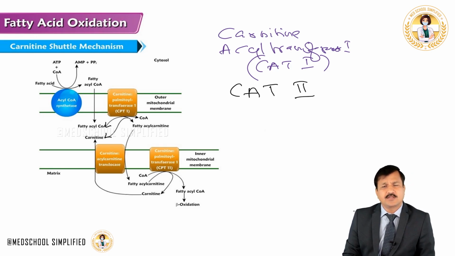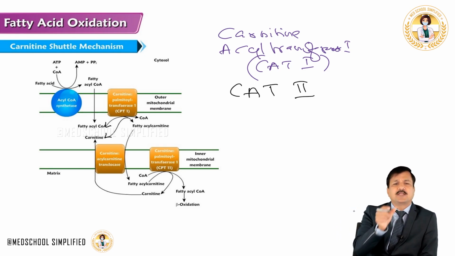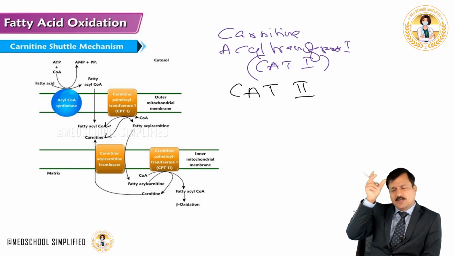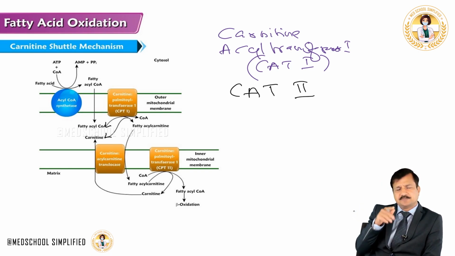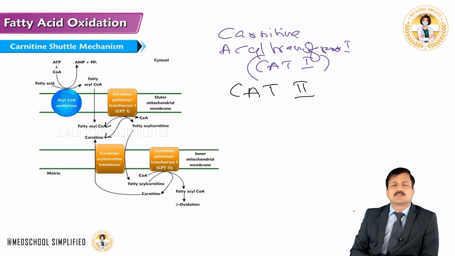Now, what happens to the carnitine that is free here in the matrix of mitochondria? It will come back into the intermembrane space by that antiporter system, that is carnitine acyl carnitine translocase, and that is going to bring one more fatty acyl-CoA in the form of fatty acyl carnitine into the matrix of mitochondria. So, every time carnitine becomes free, it will go back to the intermembrane space and bring one more long chain fatty acid. That's why carnitine is moving back and forth between the matrix and the intermembrane space. That is why this system is called the carnitine shuttle mechanism.